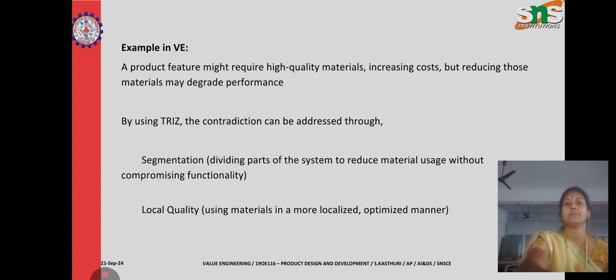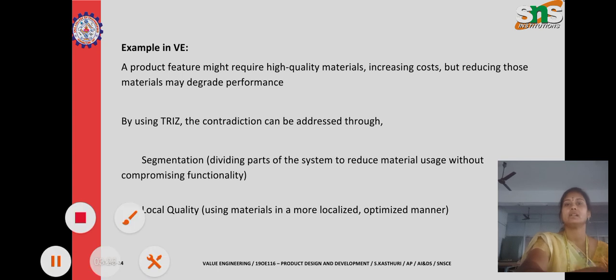Example in VE. A product feature might require high quality materials, increasing cost, but reducing those materials may degrade performance. By using TRIZ, the contradiction can be addressed through inventive solutions such as segmentation. Segmentation is nothing but dividing parts of the system to reduce material usage without compromising functionality. Local quality: using materials in a more localized and optimized manner.